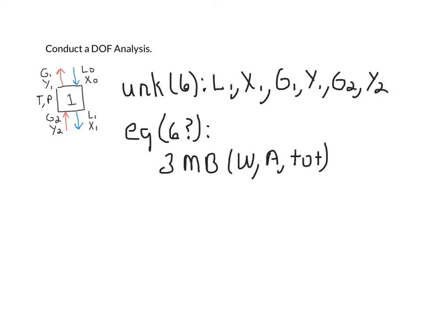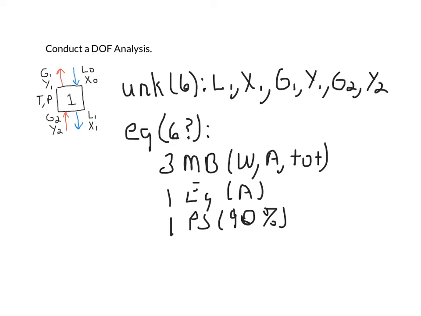What else do we have? We have one equilibrium equation. That's for the ammonia. And we have a process specification. That's the 90%. That's 5. We need another one.